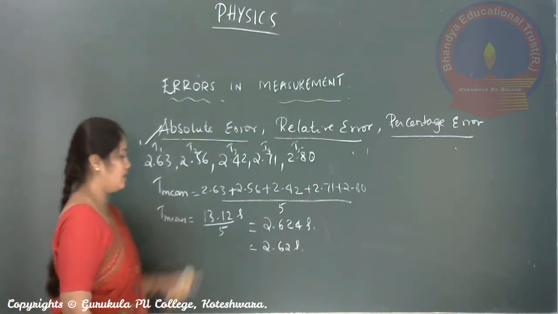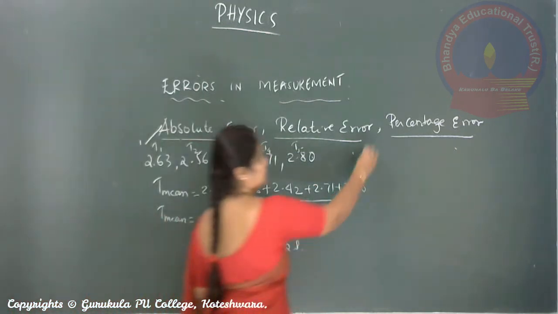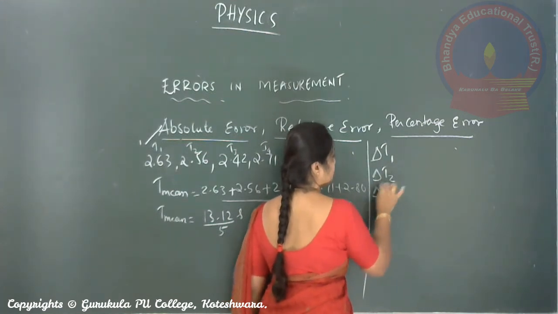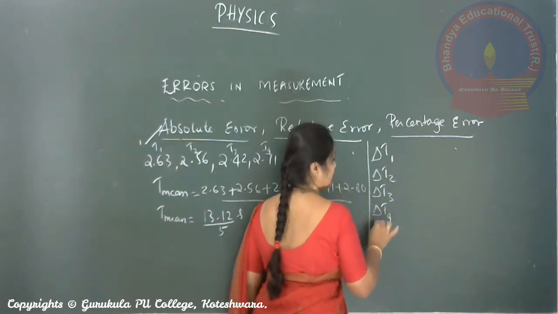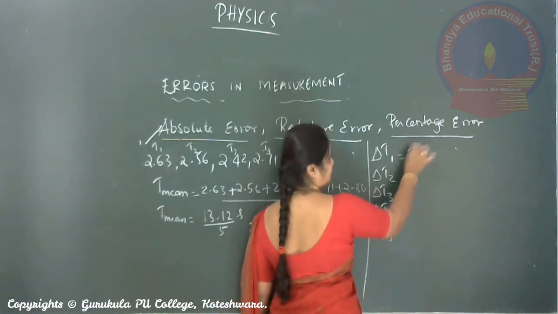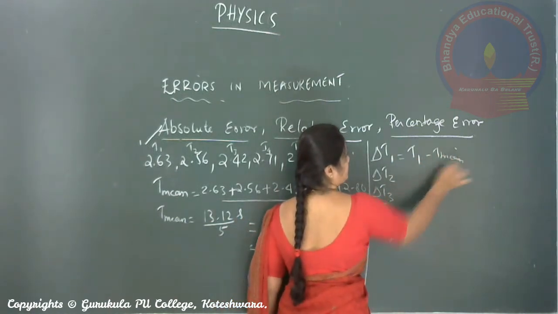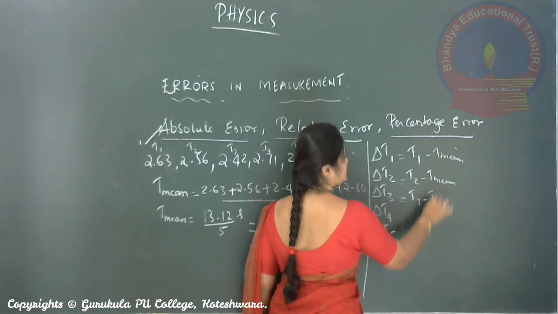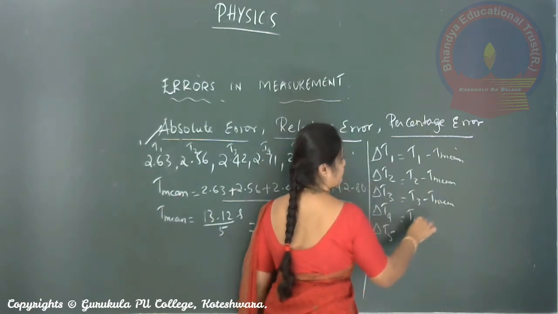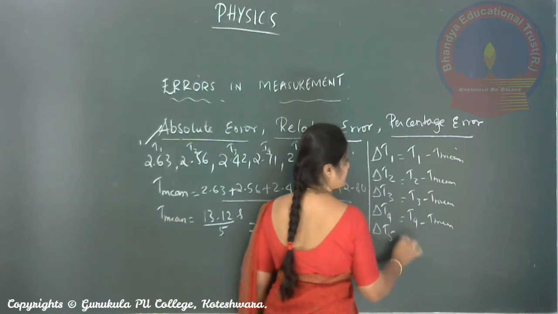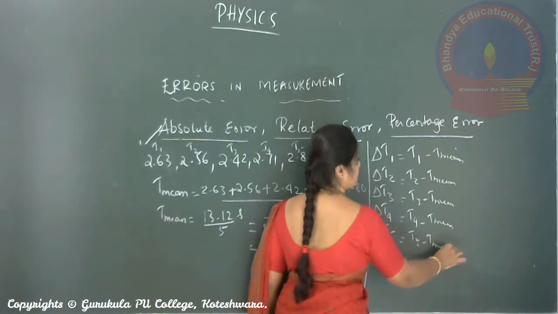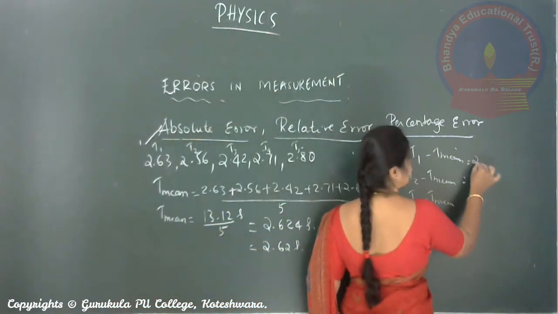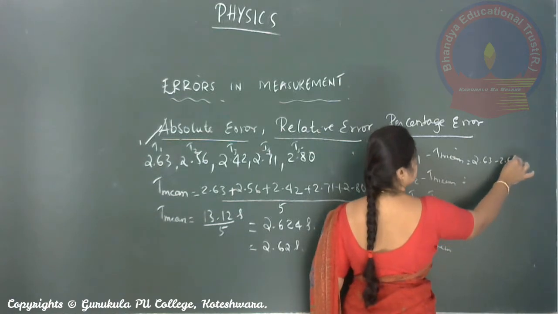Next I will have to find out delta of T1, delta of T2, delta of T3, delta of T4 and delta of T5. Which is like T1 minus T mean, then T2 minus T mean, then T3 minus T mean, T4 minus T mean and T5 minus T mean. So how much is T1 over here? I will have 2.63 minus 2.62.